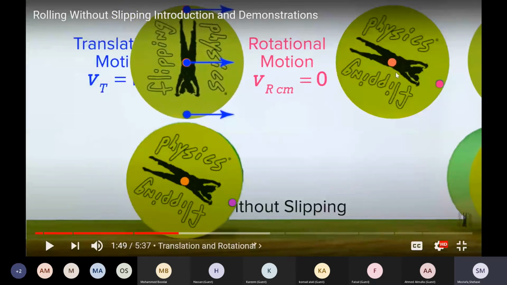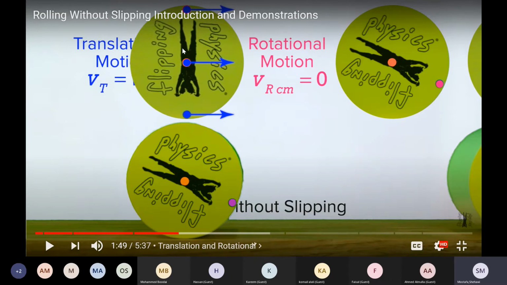Here, in the rotational motion, the linear velocity of the center of this object is 0 because it's not moving anywhere. But this point has a velocity of v equals omega r. So the velocity will gradually increase once you move away from the center of rotation, or axis of rotation. So that's what happens in rotational motion.